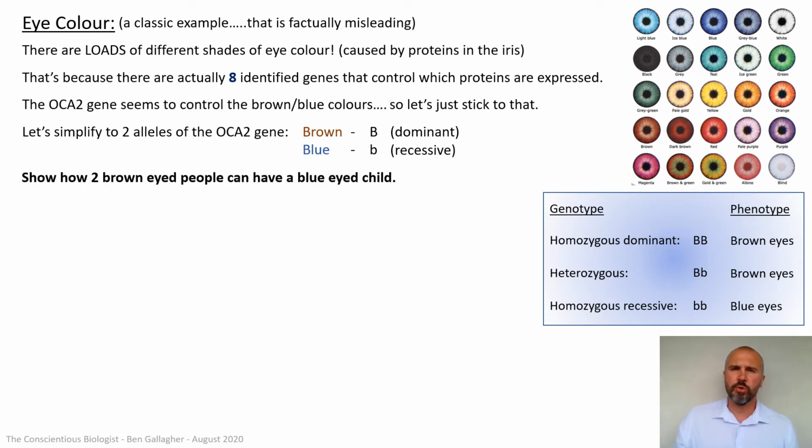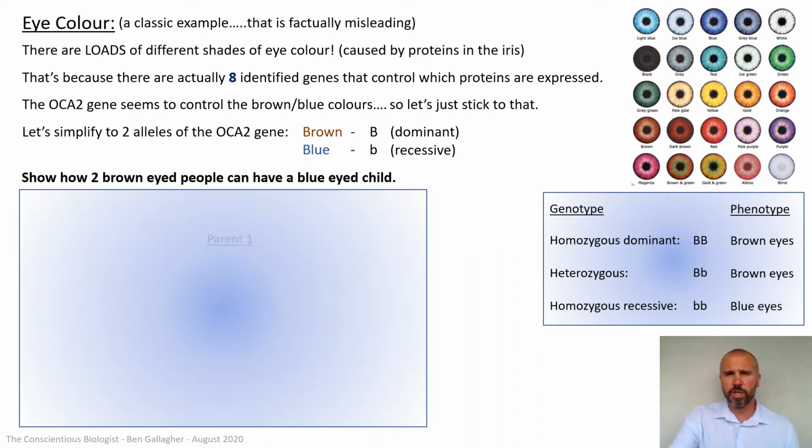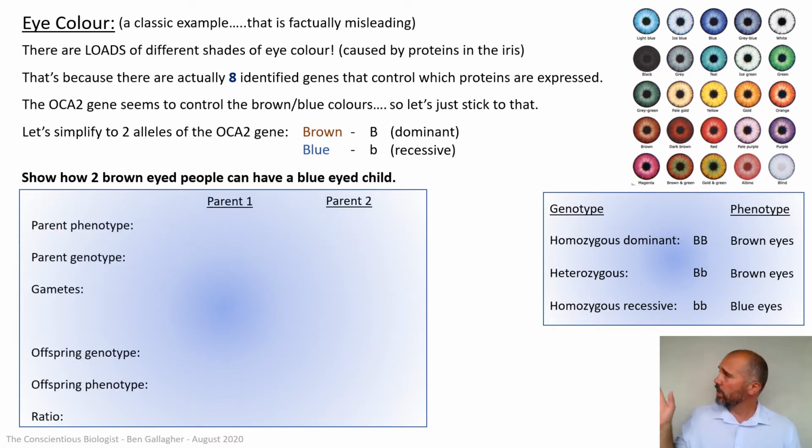So if we look at something more similar to what you'd get in the exam, it might ask you to show how 2 brown-eyed people can have a blue-eyed child. As always, please, in your genetics questions, set it out in this same way. Think about what the 2 parents were, and then those 6 levels. The parent phenotype, genotype, the gametes that they produce by meiosis when they separate their 2 copies back into individual sets. Then once you cross them, what will be the offspring genotype and phenotype and the ratios.